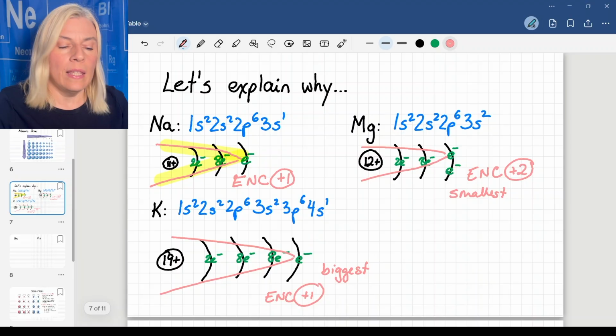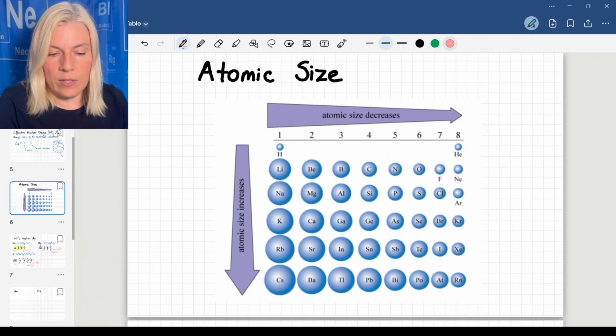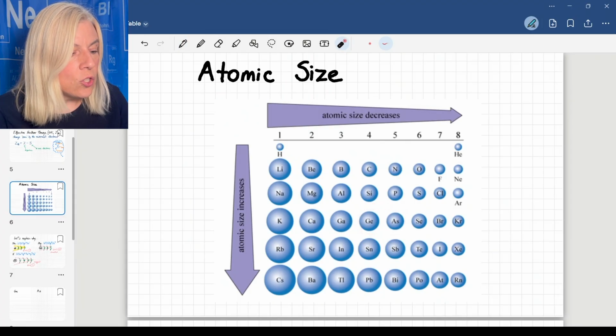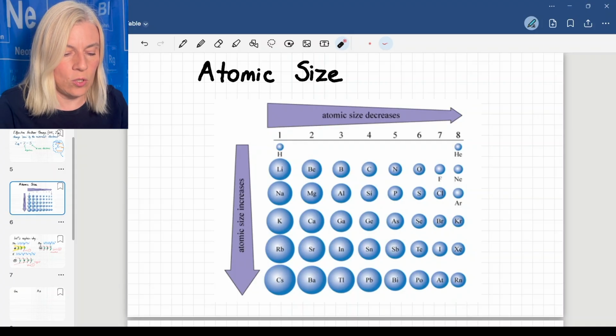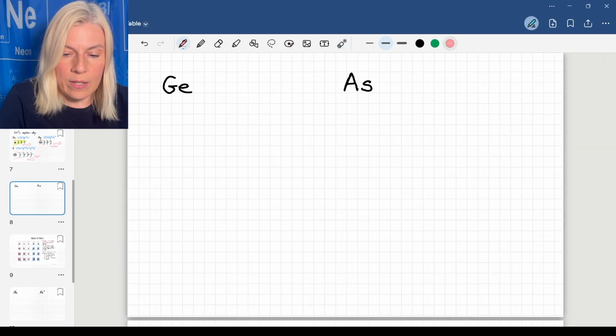All right. Now I'm going to pick 2 more atoms. I'm going to pick germanium and arsenic. And the reason I'm picking them is that germanium and arsenic have to go through the d energy layer. So I'm going to show you how to deal with that really fast in case you are getting something like this. So germanium and arsenic, let's go.